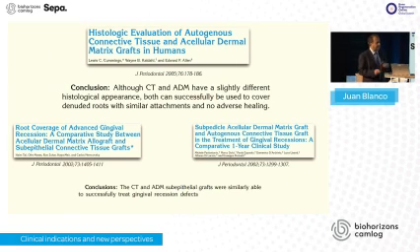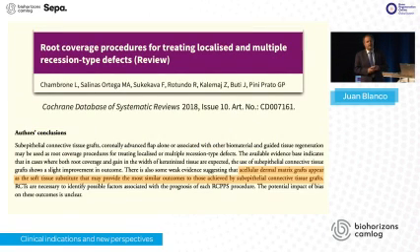And in addition to these papers, very recently a systematic review has been published for root coverage procedures treating localized and multiple recession type defects. And in the conclusions, clearly we can read here that the cellular dermal matrix graft appears as the soft tissue substitute that can provide the most similar outcomes to the one achieved with the connective tissue graft.